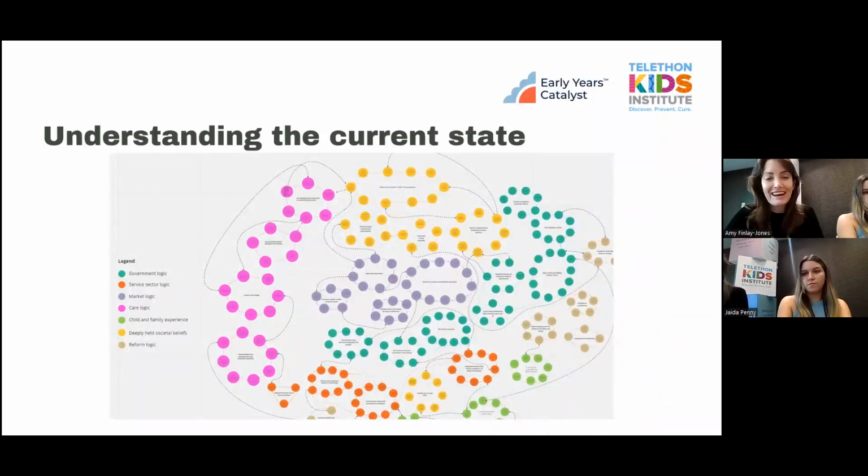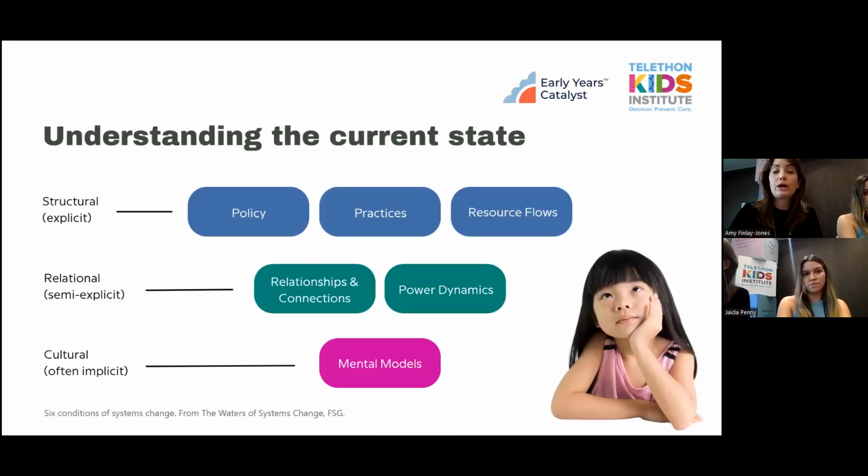And we absolutely can't go into all of the aspects of the current state that was uncovered during that systems mapping process, but I wanted to give you a visual diagram of this. And if you're interested in digging into it further, if you haven't already, it is on the Early Years Catalyst website. But what you can see here is this complex web of what has been termed government logic, service sector logic, market logic, care logic, child and family experience, deeply held societal beliefs, which is what we're going to be talking about, as well as reform logic. And this is a lot to unpack, and we certainly don't have time to do that today, but I do encourage you to go and explore the reports and explore this interactive map through the website, because it's very, very interesting, and it kind of forms the background to the work that we have been doing.